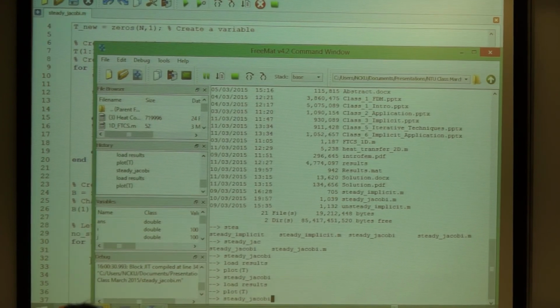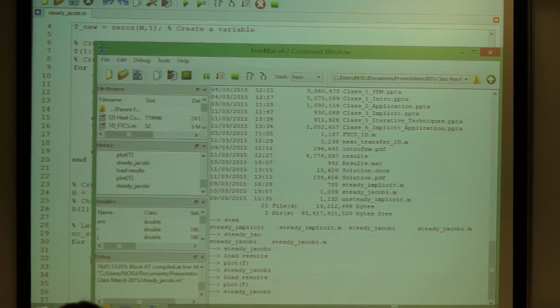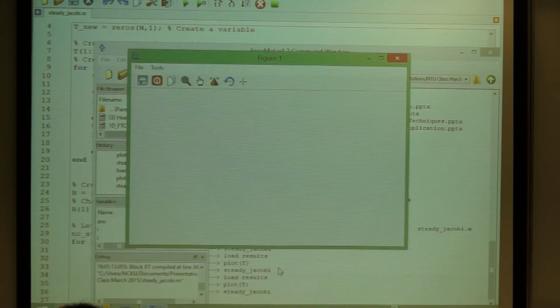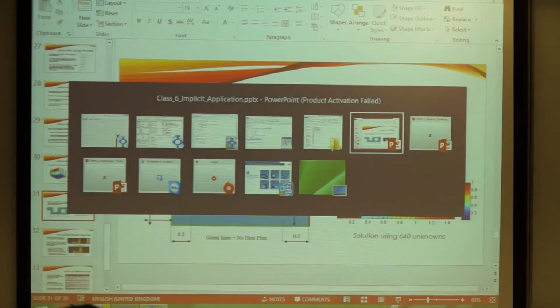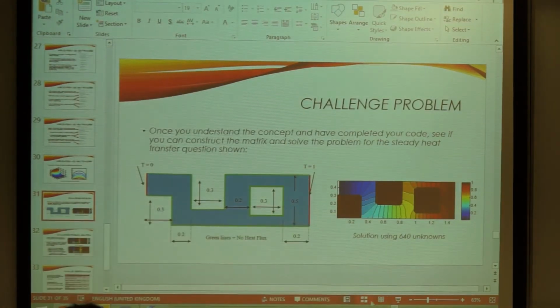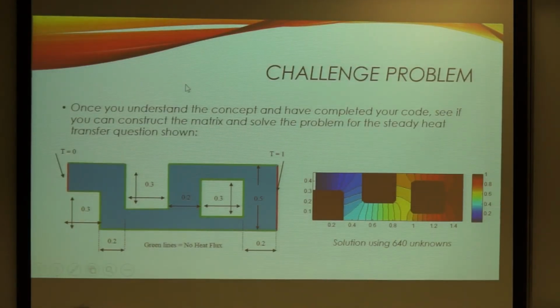I hope this converges. It's going to converge tomorrow. FYI, FreeMat is slower than MATLAB. Okay, I've had enough waiting. We're just going to assume it worked. It's crashed. All right.